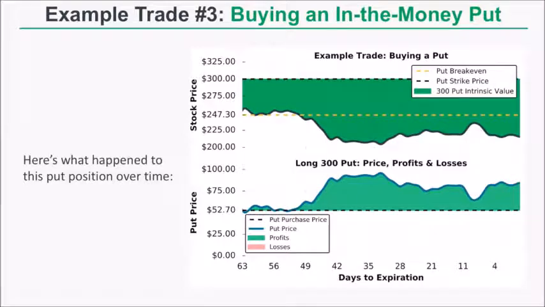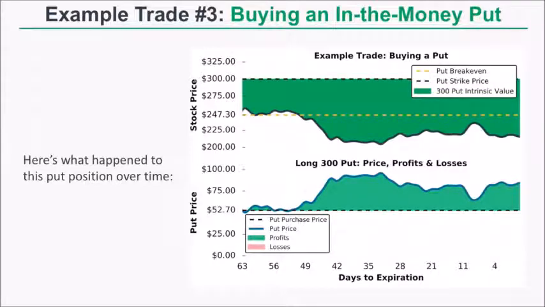Alright, so in the top part of the graph, we're looking at the changes in the stock price relative to the put's break even, the strike price, and the amount of intrinsic value it has. So as I said before, this put is in the money, which means it starts with intrinsic value, and that explains the expensive premium we paid for it right off the bat. Now on the bottom part of the graph, we're looking at the changes in the put's price through time as the stock price is changing.